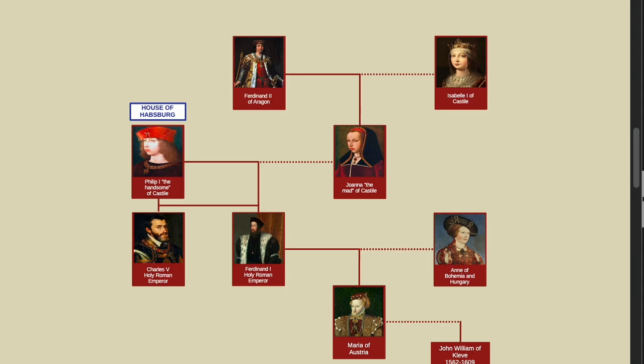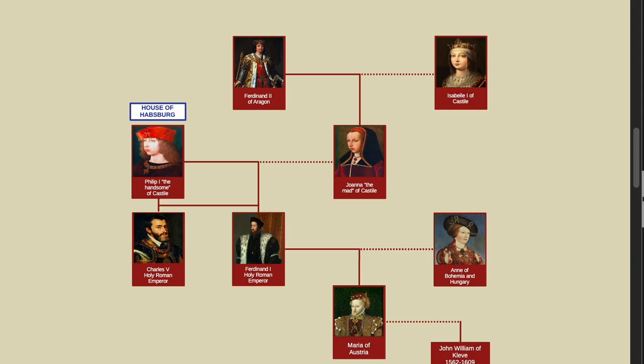Now she was the daughter of Ferdinand I, Holy Roman Emperor, and Anne of Bohemia and Hungary. Ferdinand I was the son of Philip the Handsome and Joanna the Mad of Castile. He reigned from 1556 to 1558 after his brother died, which was Charles V, probably the most powerful, or one of the most powerful Holy Roman Emperors.